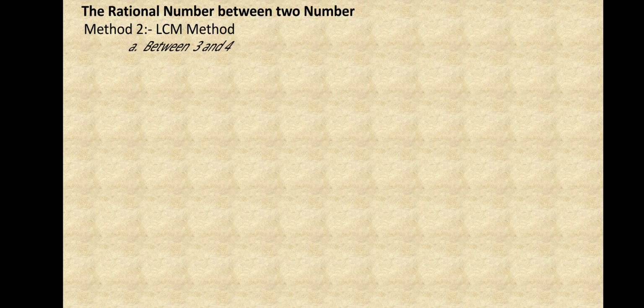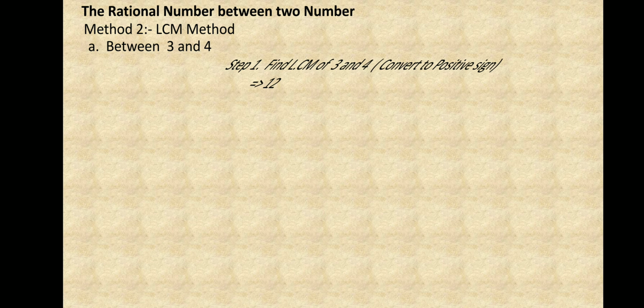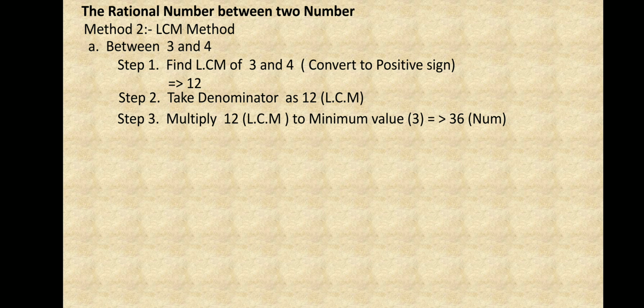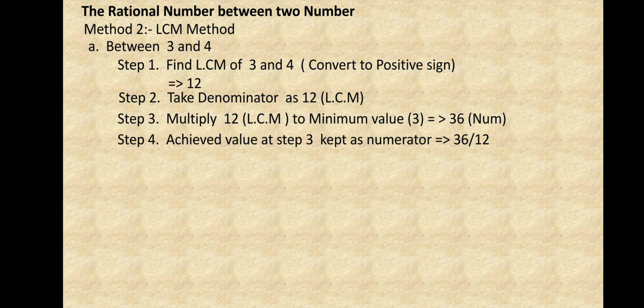The second method, and this is the other question in which you have some positive numbers, which are 3 and 4. So what should you do? You have to find the LCM of 3 and 4, and here you don't need to convert them into positive signs because they are positive already, right? So what will you get when you find the LCM of 3 and 4? You'll get 12. So now 12 is going to be your denominator. And at step 3, multiply this 12 by the minimum value, which is 3, and now 36 becomes your numerator. And now the value achieved at step 3 is kept as the numerator. So what's your first number? It is 36 by 12.